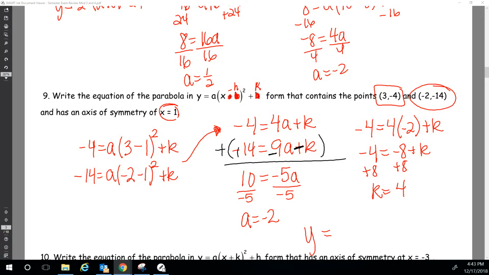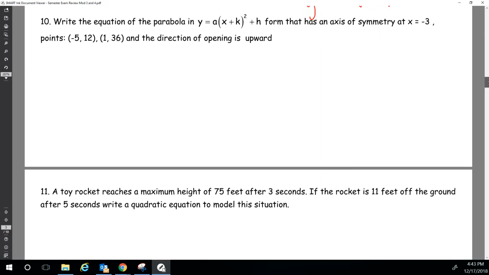So my equation, which is what they asked us to do, would be y is equal to a is -2, x minus h, which is 1, squared, plus k, which we found is 4. All right, let's do number 10, just like that one.